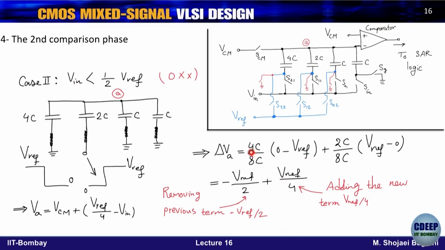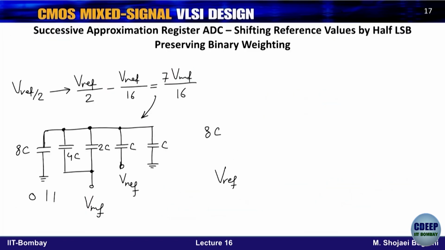So therefore the input of the comparator now becomes simply VCM plus Vin minus Vref upon 4. So Vref upon 4 remains only. Okay, this is for shifting. So eventually now we get the next bit, right? And then again we will continue with the next bit, whether it is more than Vref upon 4, then we have to generate 3 Vref upon 8 and so on. So this is exactly based on that tree diagram.